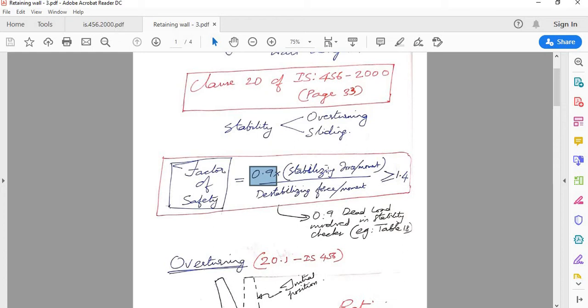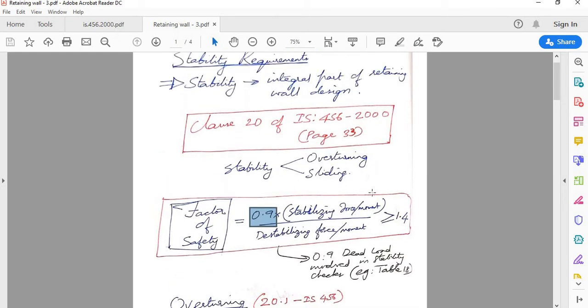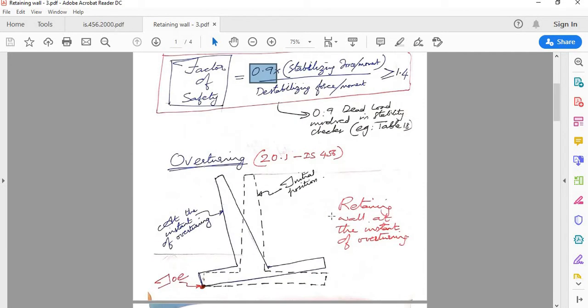Here I mentioned stabilizing force or moment, destabilizing force or moment, because you have two things: in the case of overturning, it's the moment that's trying to destabilize, so in that case we'll take the moment, and in the case of sliding, it is the force. Anyway, we'll come to that in a short while. So let's first discuss overturning.